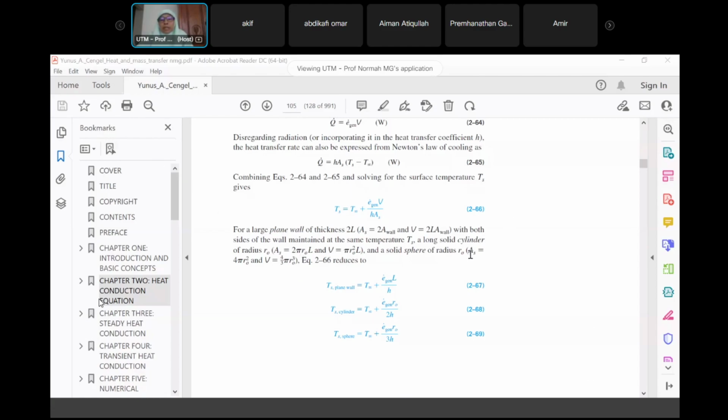Okay, this Z is the one direction, whether it's cylindrical or spherical. Let's have a look at cylindrical.